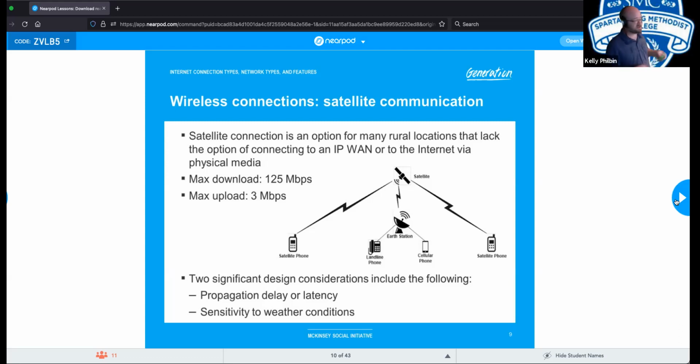If you're a gamer at all, satellite will not work for you at all. The biggest issue with it is the latency, and then also sensitivity to any weather conditions. If you have a majorly overcast day, you are not going to get a clear signal, and you also need to have clear line of sight of the sky to be able to have good downloads.